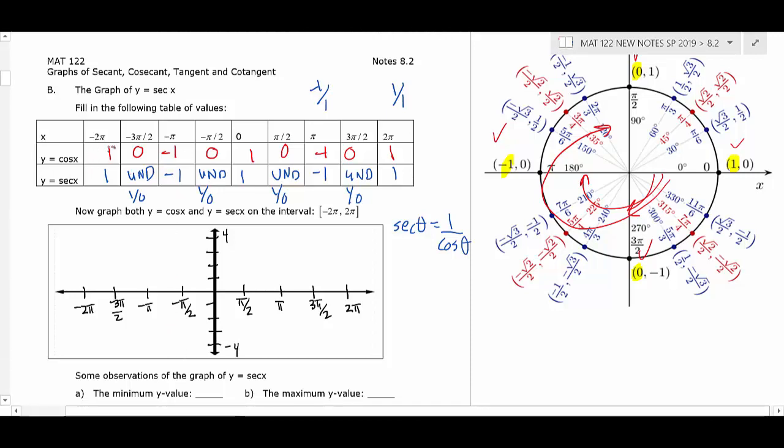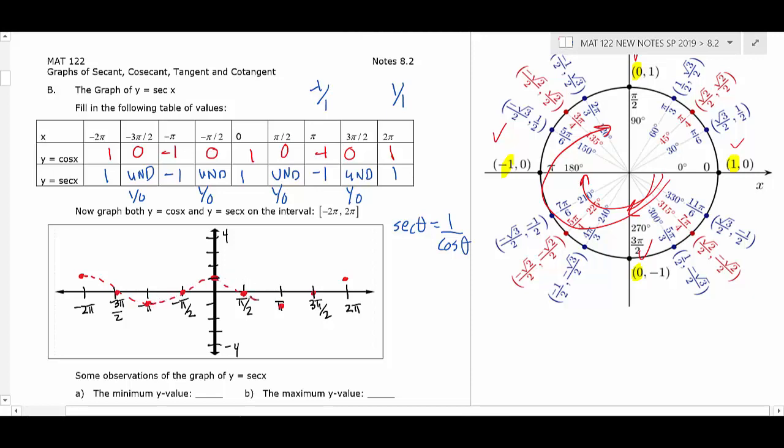Okay, let's start by graphing the cosine. So the cosine, I always remember, starts at its maximum. You have a point 0, 1. Then it alternates through these points: x-intercept, minimum, x-intercept, maximum. And you can cycle through that real easily and very quickly get those points done.